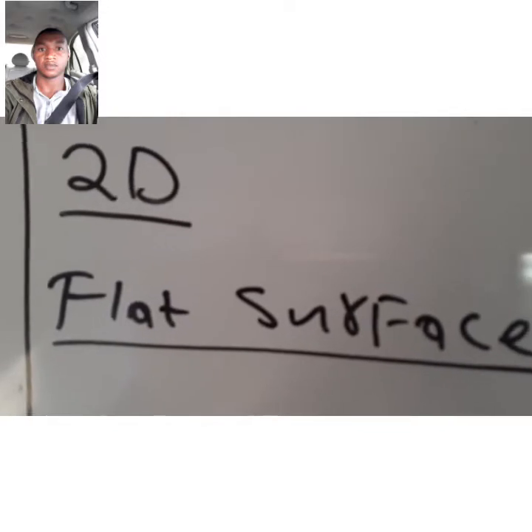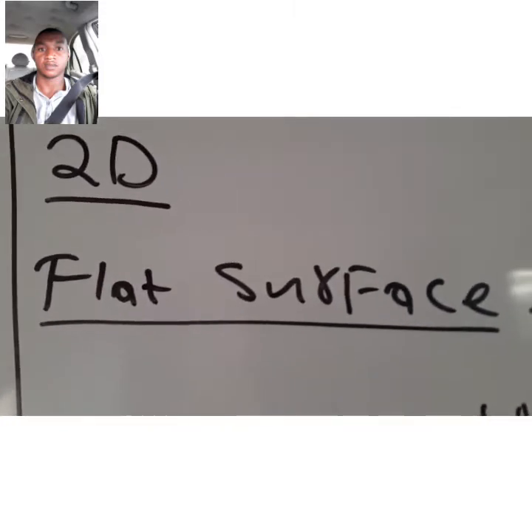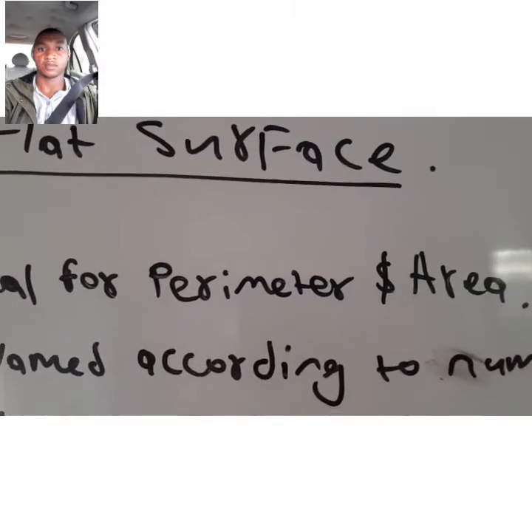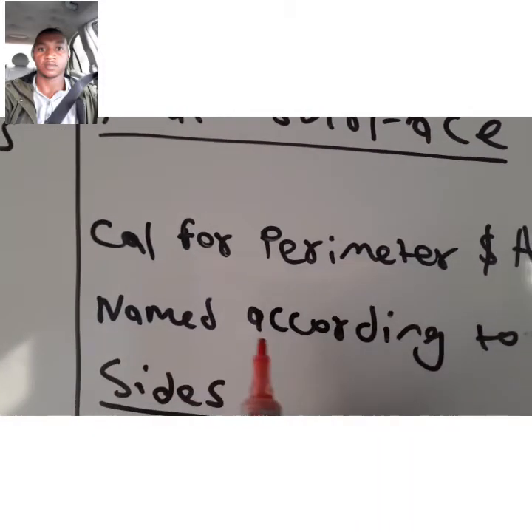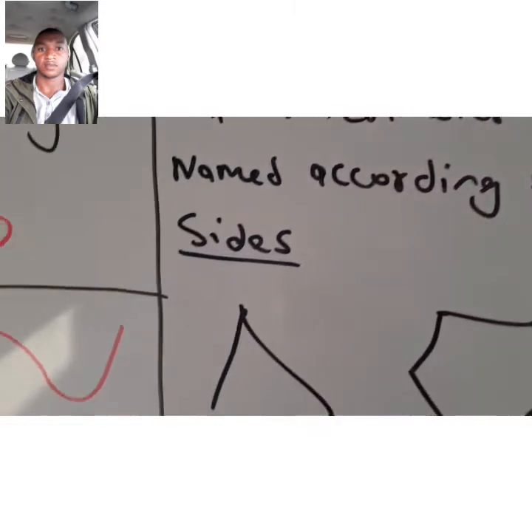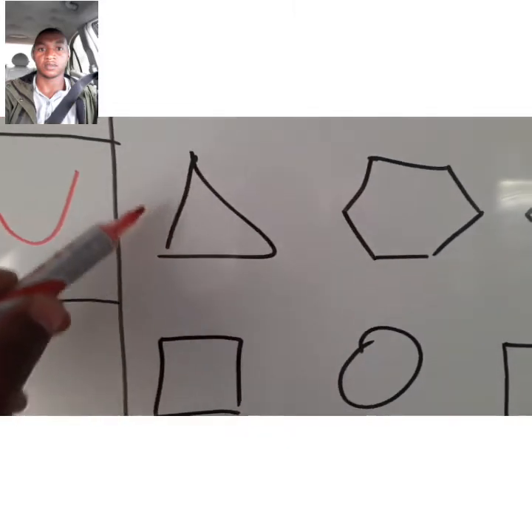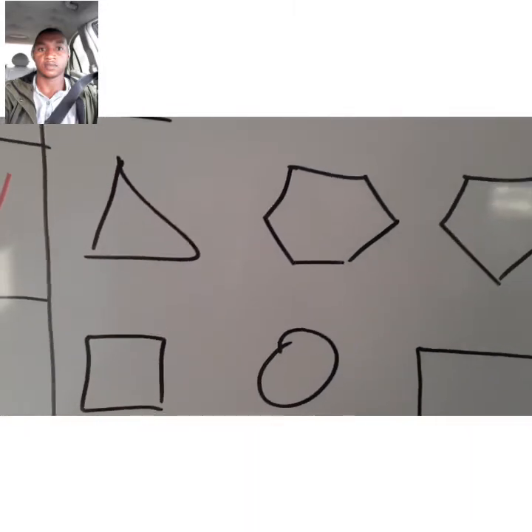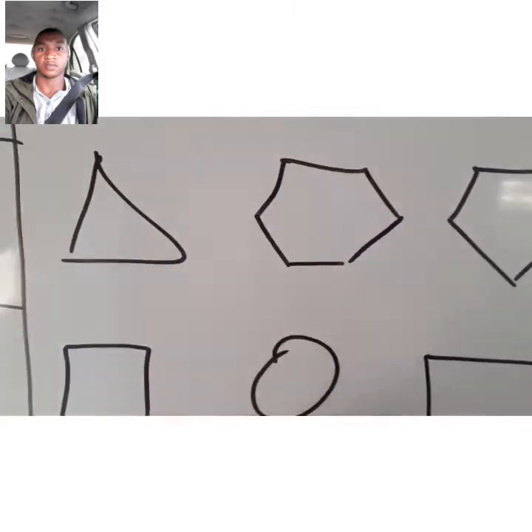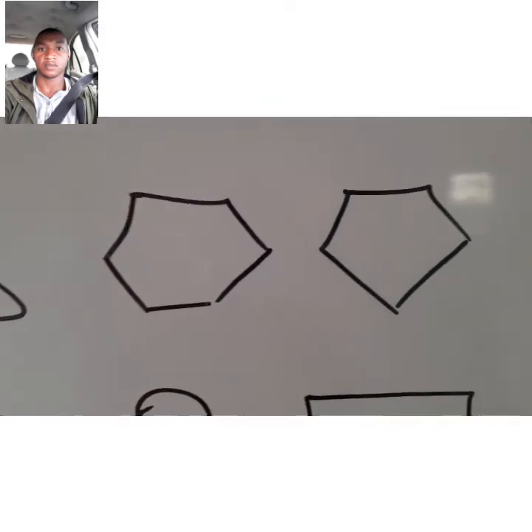Now, two-dimensional shapes actually have what we call a flat surface. Okay, I've indicated that you can calculate for perimeter and for area in two-dimensional shapes, and they are named according to the number of sides they have. If you look at the first shape, this would be your triangle, which means three. You have three sides there, and then you have your 1, 2, 3, 4, 5, 6, which means you'd have your hexagon. It has 6 sides.